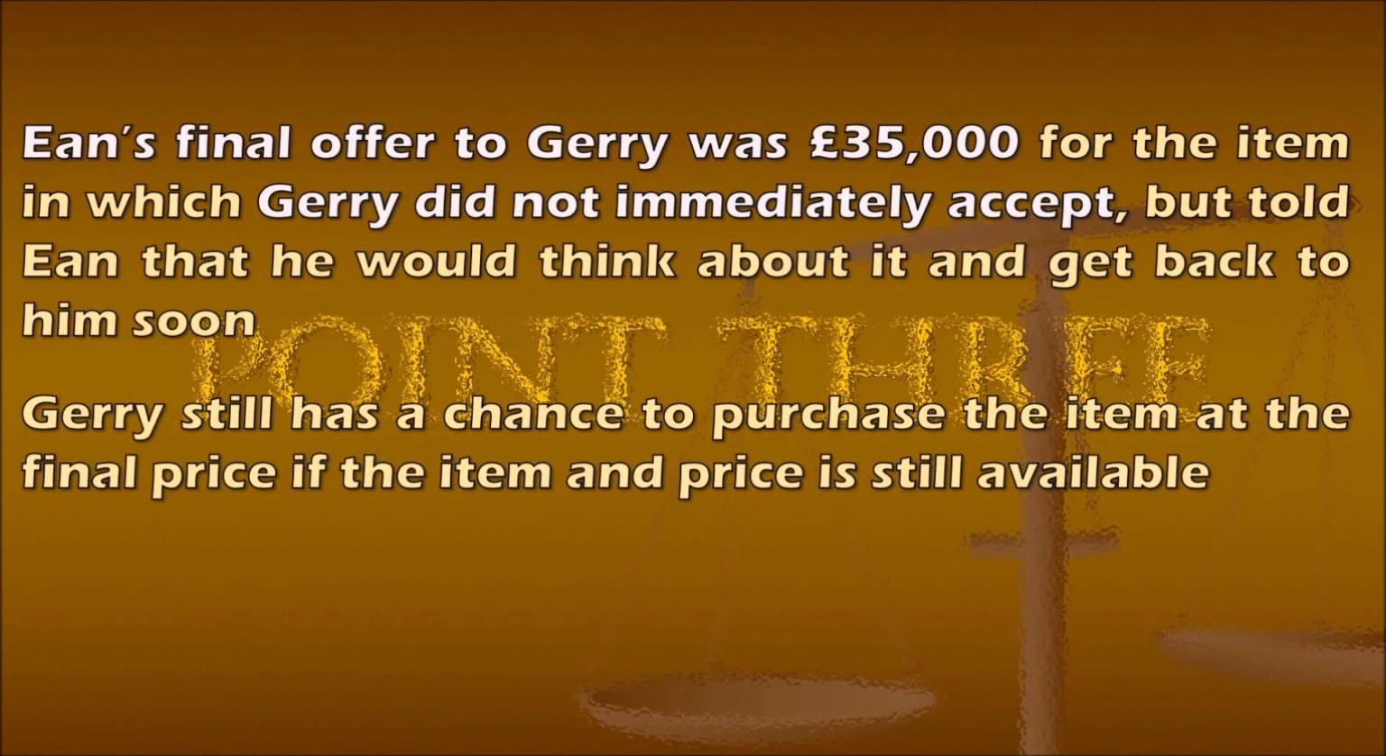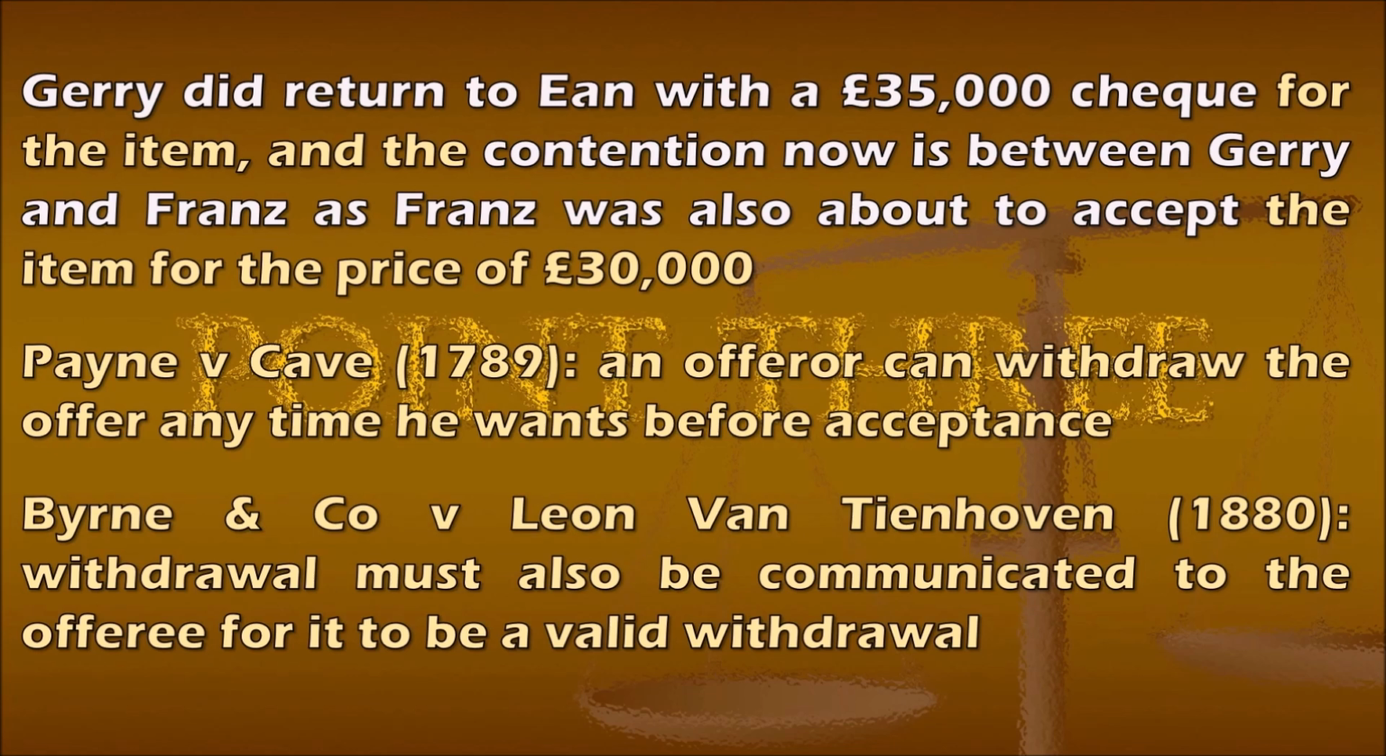Based on the facts of the case, Ian's final offer to Jerry was £35,000 for the item in which Jerry did not immediately accept, but told Ian that he would think about it and get back to him soon. So, applying the legal principle mentioned earlier, Jerry still has a chance to purchase the item at the final price if the item and price is still available. Based on the facts, Jerry did return to Ian with a £35,000 check for the item, and the contention now is between Jerry and Franz, as Franz was also about to accept the item for the price of £30,000.